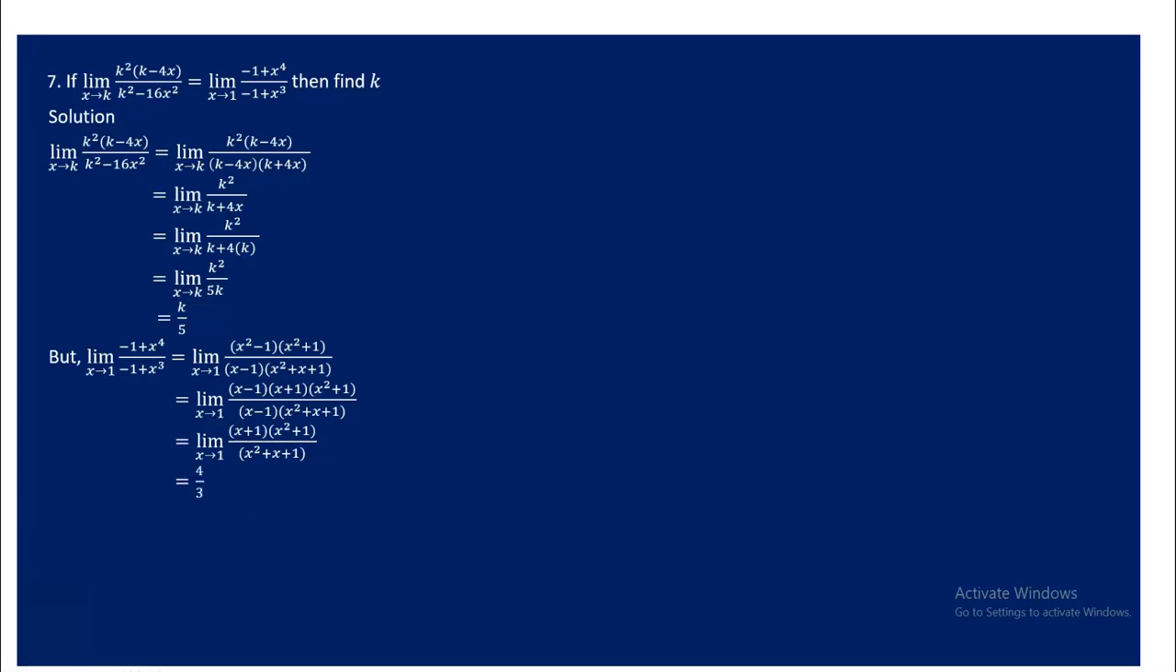Now, students, there you have k over 5, and here you have 4 over 3. For this to happen, necessarily, k over 5 must be the same as 4 over 3. From this, one can simply find k. Just take 5 to the right, and you will obtain 20 over 3. So it is when k is 20 over 3 that this comes to be true.